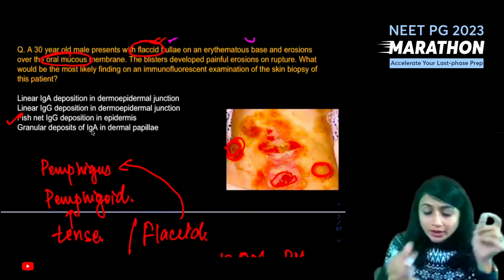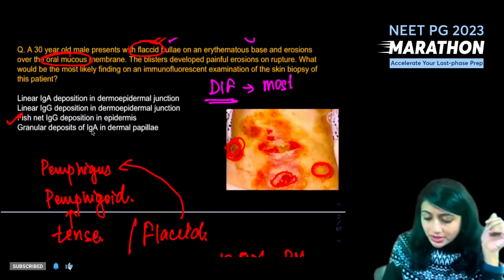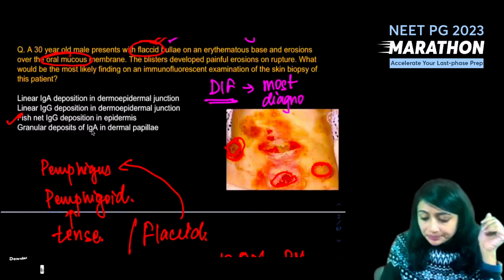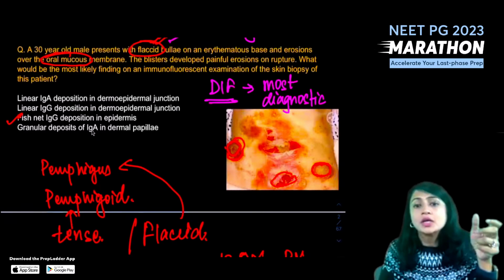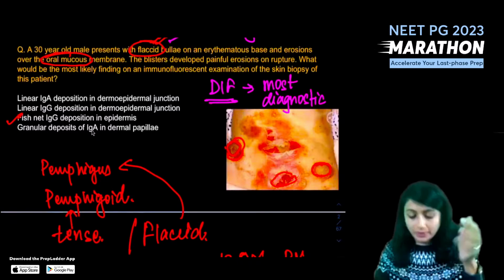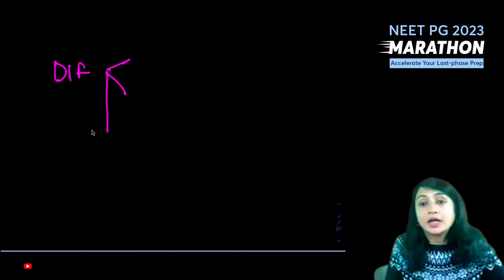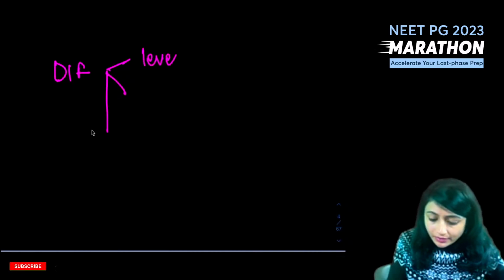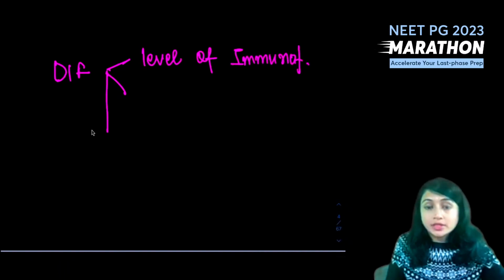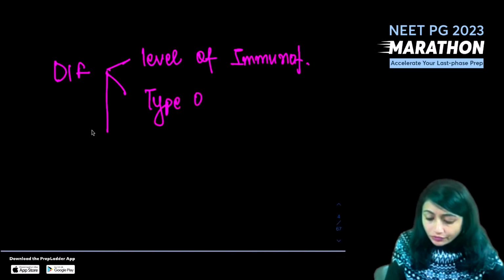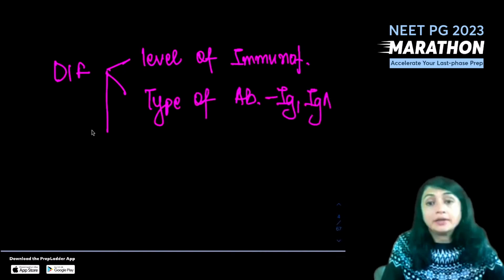Now, you know that DIF or direct immunofluorescence is the most diagnostic test. So another important question here. So most diagnostic test is direct immunofluorescence, where I put immunofluorescence and I put antibodies, which I'm expecting. So now when I do DIF, there are 2-3 things that I try to find out. What is the level of immunofluorescence? Where I am seeing this immunofluorescence, then what is the type of antibody that I am seeing, whether it is IgG or IgA.